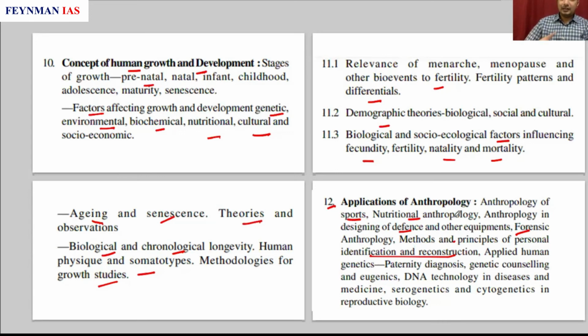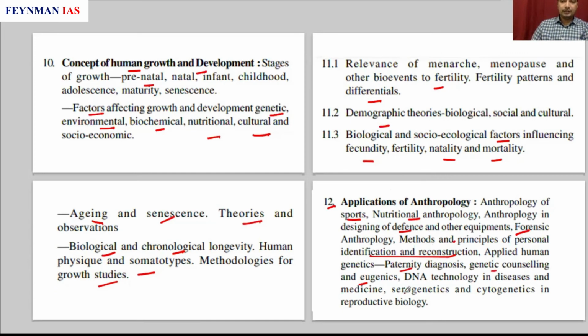Then applied human genetics, again connected to the topics that we already studied in unit 9.1, 9.4. So here, paternity diagnosis. How can you solve the disputes of paternity? DNA fingerprinting, blood groups, how are they useful? And genetic counseling, repetition, but we already talked about that. And eugenics is one concept that you study here, is a phenomena that evolved a few decades ago. What is that concept? Short note appears here. And DNA technology in diseases and medicine, something that we have already studied in 9.1.